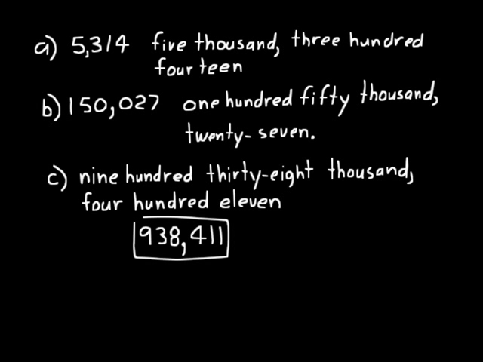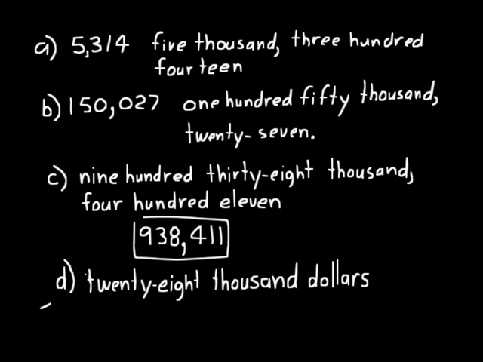Now it seems like we might say 938,000, or maybe we should just say 938, 411, since that comma tells us we're separating out the first 3 digits from the second 3. But we want to be as descriptive as possible when we write a number in words. So 938,000, that tells us the 9 goes in the hundred thousands place, and then we have a 3 in the 10,000s, and 8 in the thousands place, and then 411 comes after that.